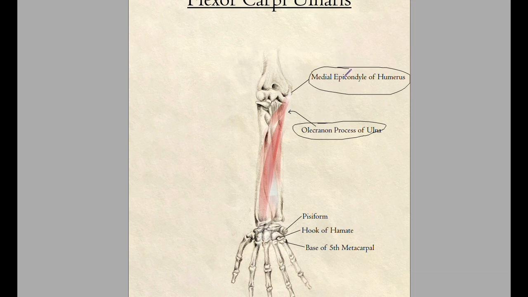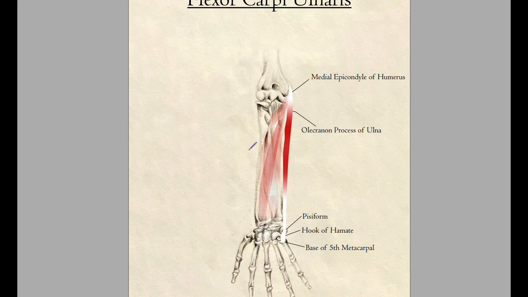It attaches to the medial epicondyle of the humerus and the olecranon process of the ulna, and from there it runs down to insert onto the base of the fifth metacarpal. On its way there, it also sends fibers to attach onto the hook of the hamate and the pisiform. And what is that going to look like? It's going to look like this. All right, so that's the Flexor Carpi Ulnaris.